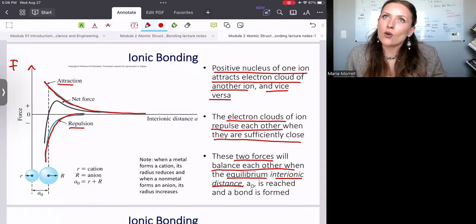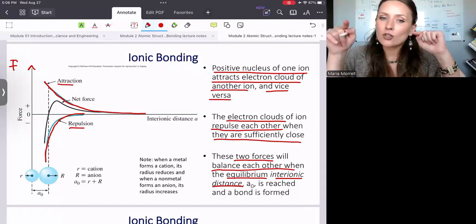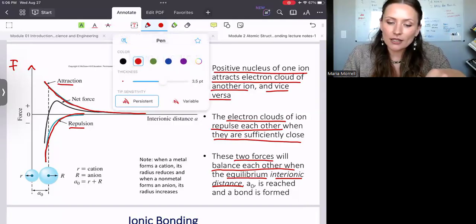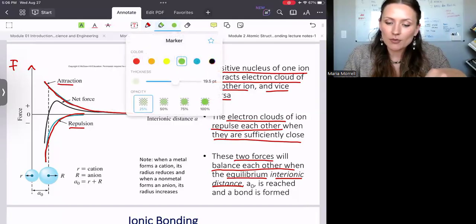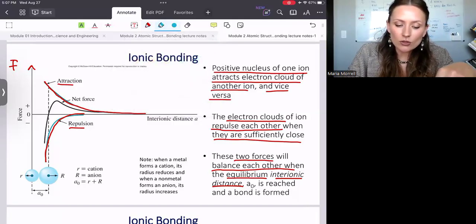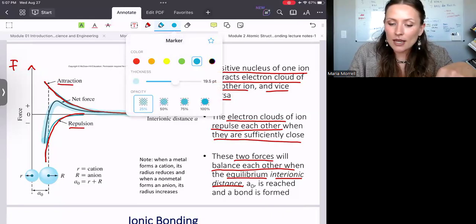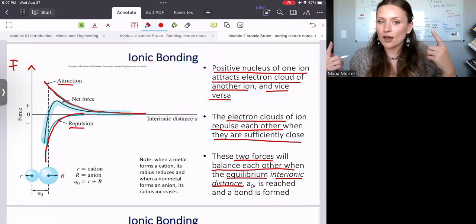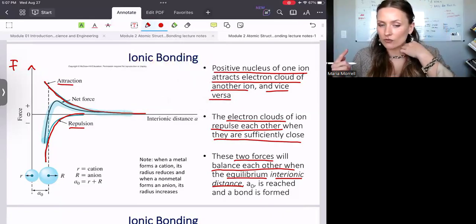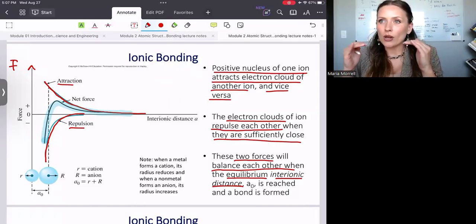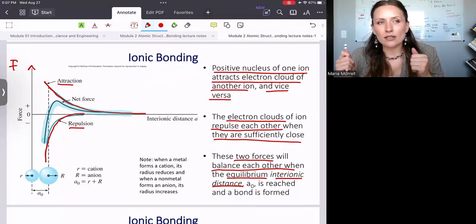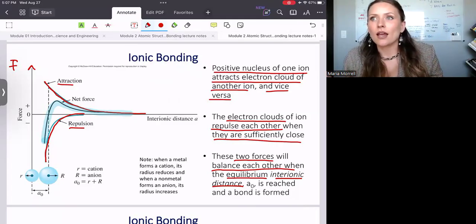Okay, so if I am to introduce the concept of a net force, and allow me to maybe do it like this, I now want to introduce the concept of this net force. The net force is as simple as the sum of attraction and repulsion. Now, at some point, the net force is zero. And I want you to understand what the net force is.